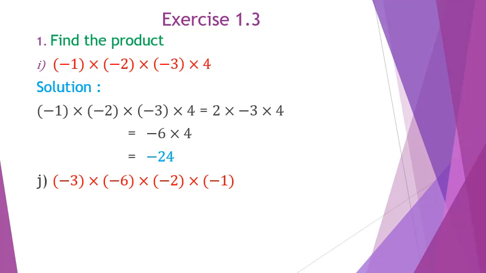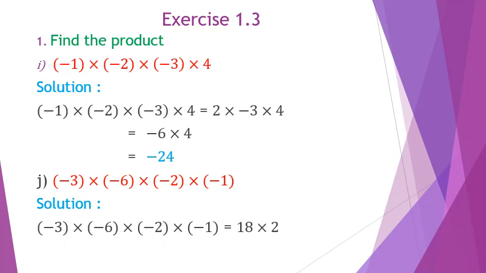Next is minus 3 into minus 6 into minus 2 into minus 1. Minus 3 into minus 6 gives 18. Minus 2 into minus 1 gives 2. So we can write 18 multiplied by 2. 18 twos are 36.